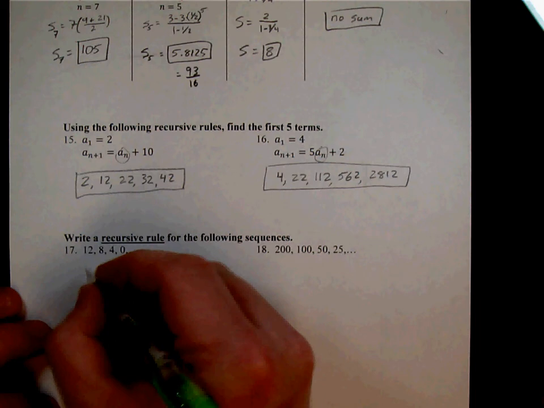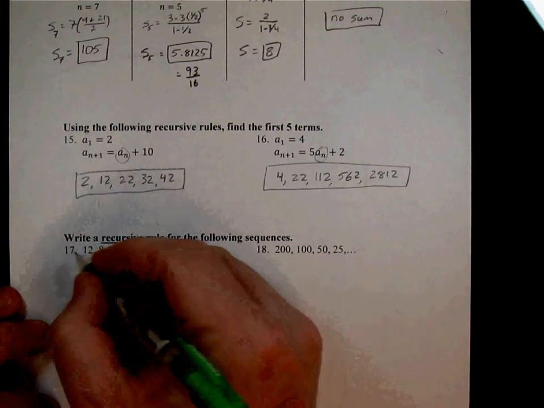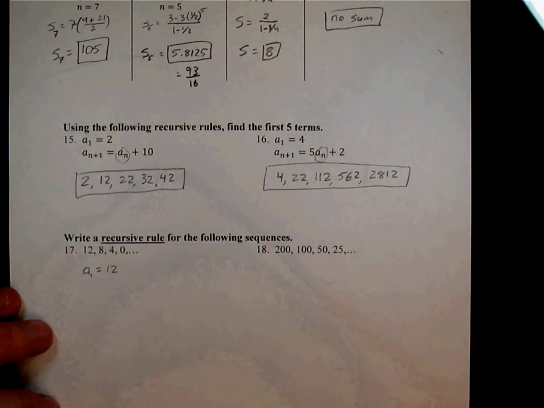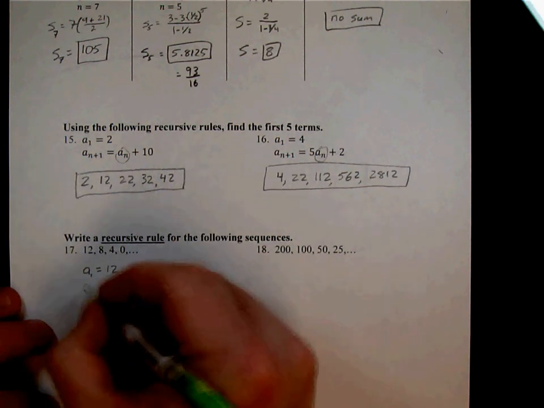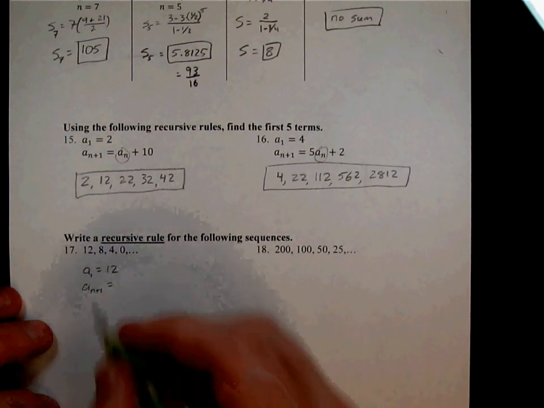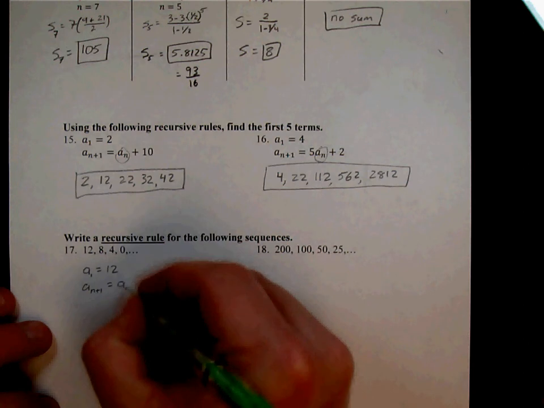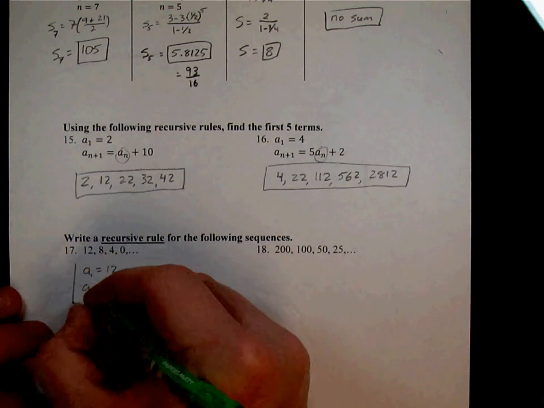All right, now write a recursive rule, 17. There's 2 parts. Don't forget the a sub 1, that's the part people forget the most. List what the first term is. The first term is 12. So that's part of the answer. Then, how do we get the next term? How do I get a sub n plus 1? Well, it looks like I have to subtract 4 from the preceding term. So take the a sub n, subtract 4. That's your recursive rule.